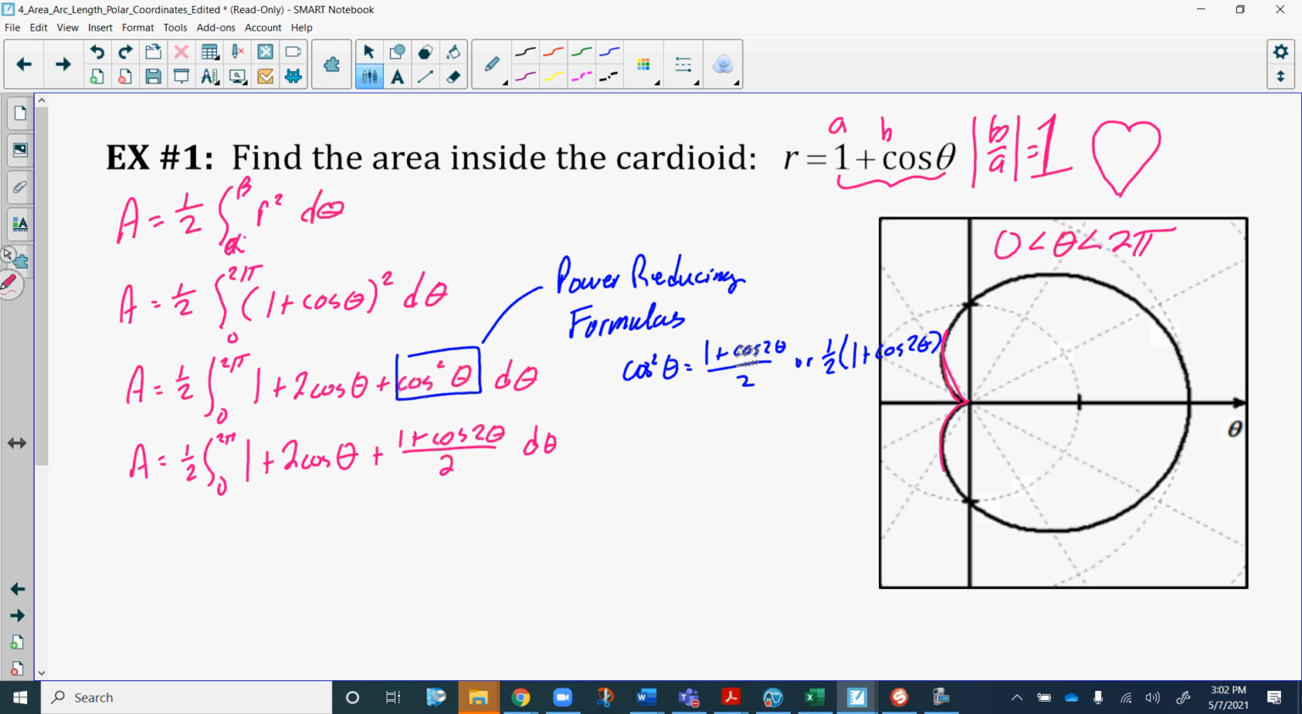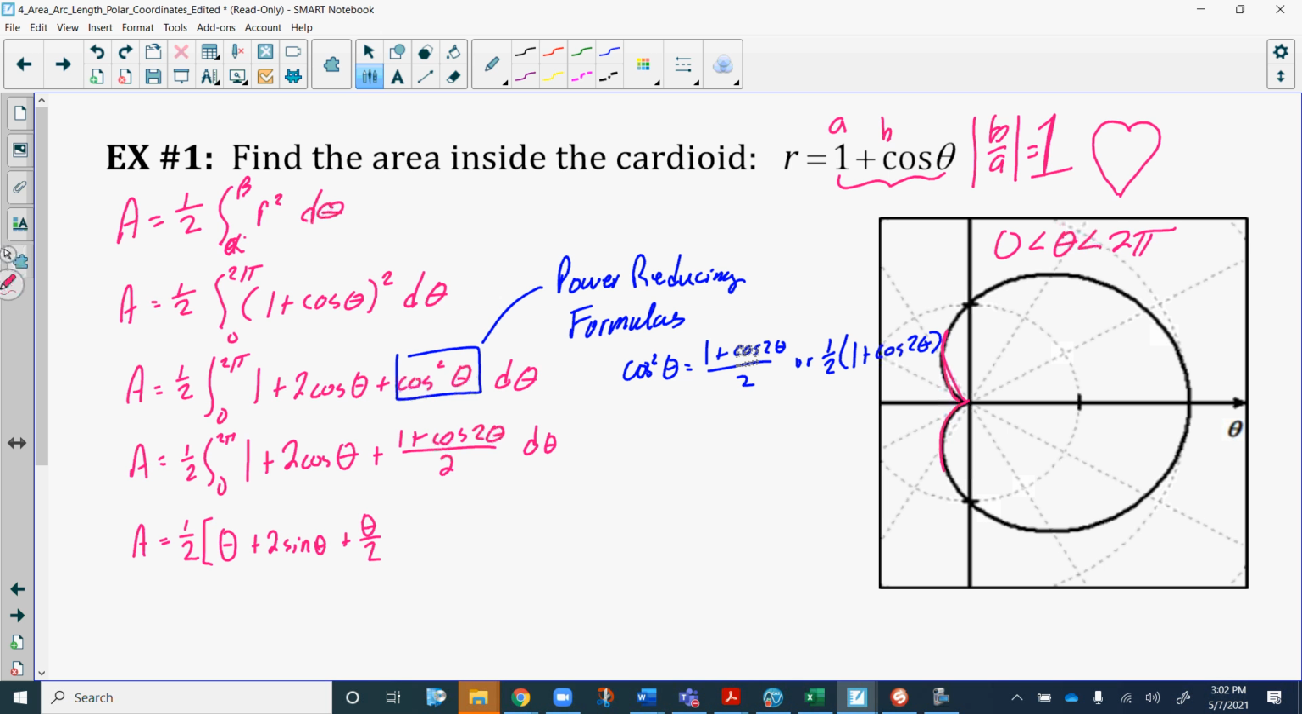So now I am going to start taking the antiderivative of everything. So I have 1/2. The antiderivative of 1 in this case will be 1 theta. The antiderivative of 2 cosine of theta is going to be plus 2 sine of theta. Here with the fraction, we're going to have 2 parts. We have the 1/2 that we have to do the antiderivative of, so that would be plus theta over 2.